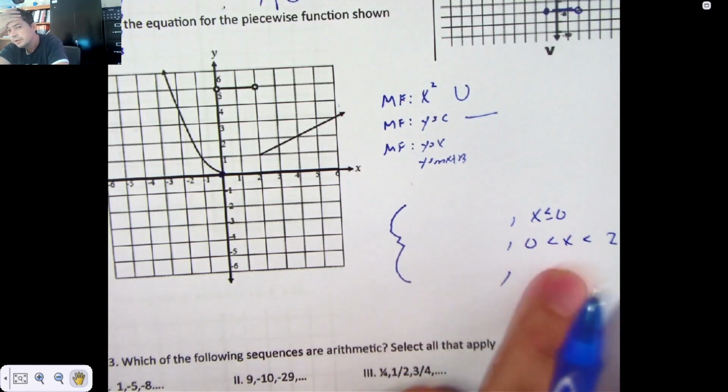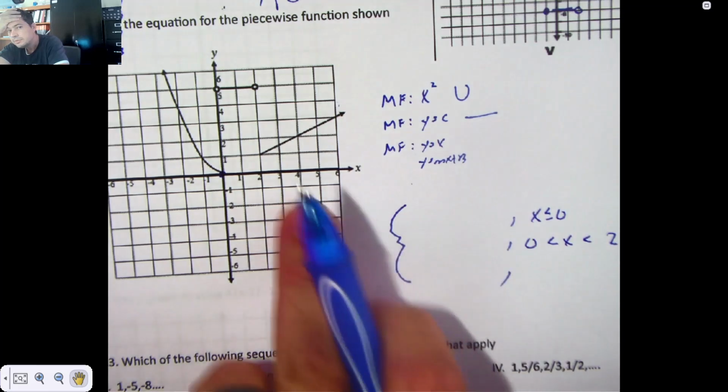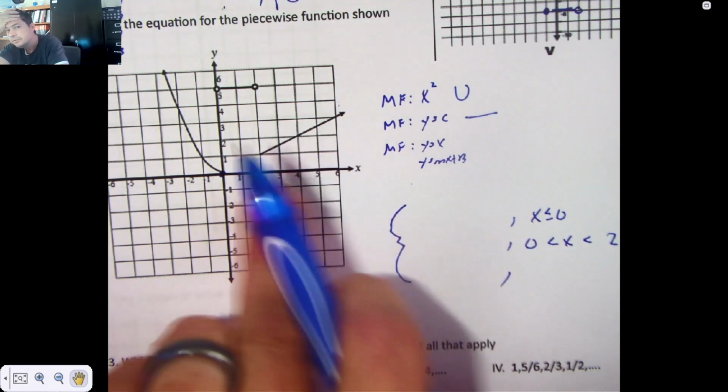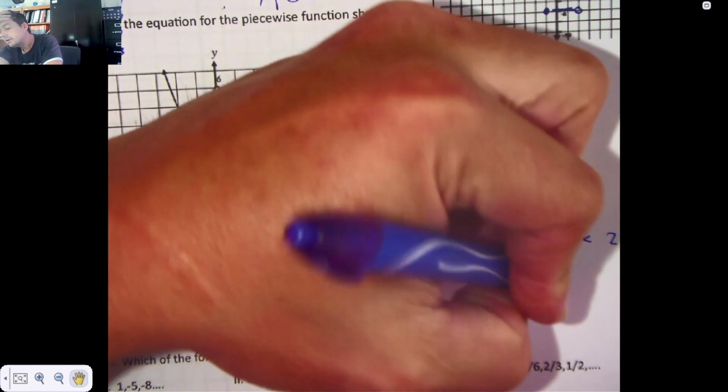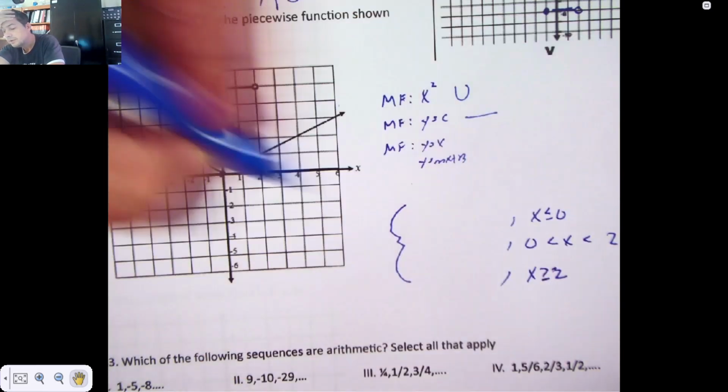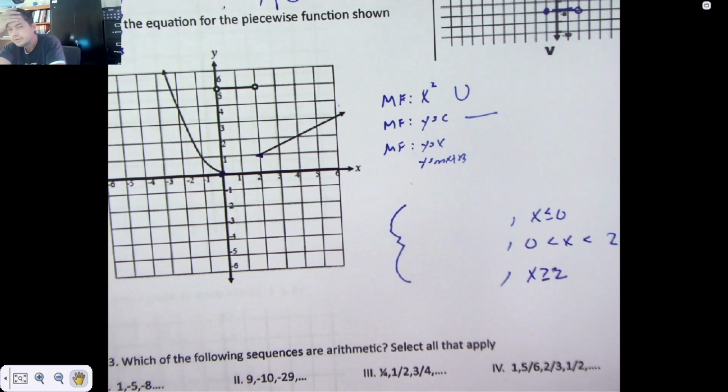With x stuck in the middle, there's no equality symbols on that domain. And the last one's over here at 2. And x is moving right. Right is more, always has been. x is greater than or equal to 2 because we have the closed dot there. If there's not an open circle, it's understood to be closed.